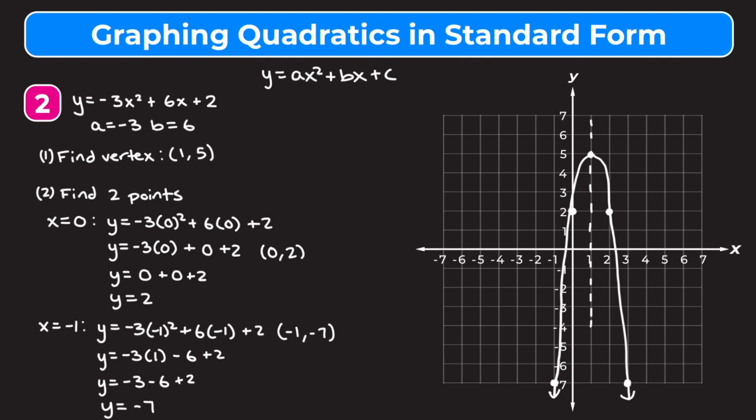So hopefully this video helped you guys understand how to graph quadratics in standard form. You really just have to remember that first you want to find the vertex using x equals negative b over 2a, and then you're just going to plug in some different x values to find some extra points.